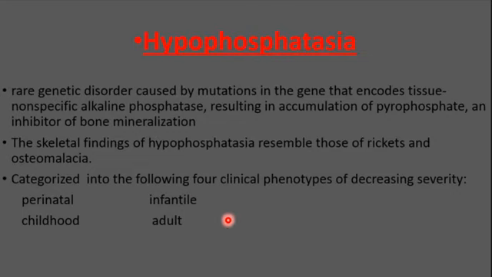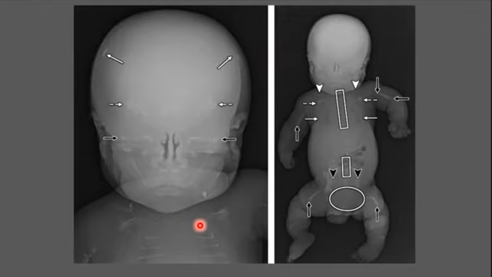It's categorized into the following phenotypes in decreasing order of severity: perinatal, infantile, childhood, and adult. This is an example of infantile hypophosphatasia, in which in this X-ray we see only patchy bone mineralization in the skull vault, and only a little amount of bone in the facial bones and the cranium. Here, there is no vertebra, but they could be seen. Small clavicle, small humerus.